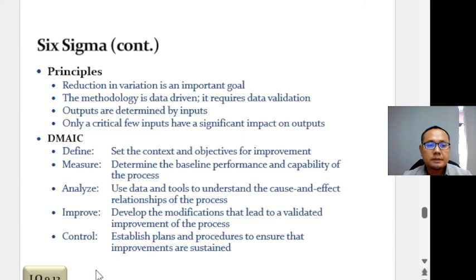So based on this, you can see the principle of Six Sigma: reduction of variation is an important goal. The methodology is data driven. It requires data validation, and outputs are determined by inputs. Only a critical few inputs have a significant impact on output.